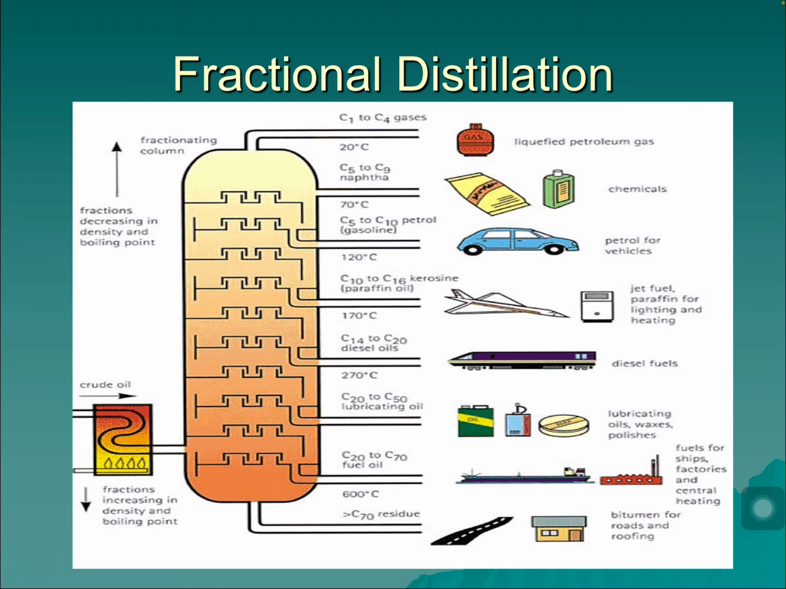So for example, we could use petrol for vehicles, or petroleum for vehicles. We could use it for different chemicals. We could use it for lubricants, oils, polishes. We could even use it to pave our roads.